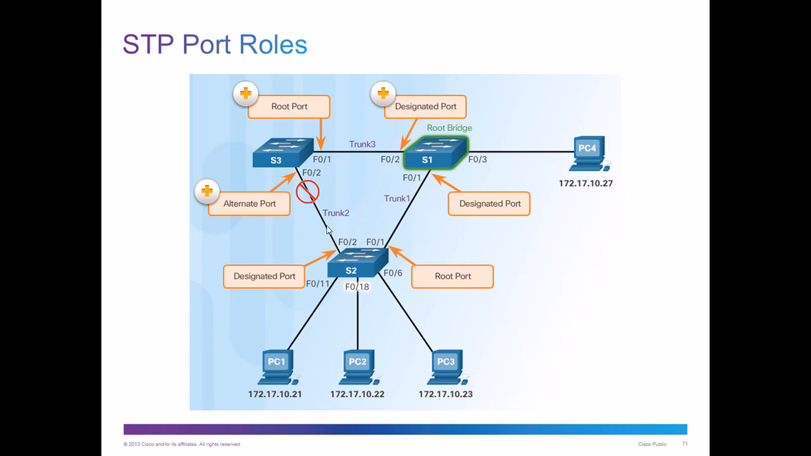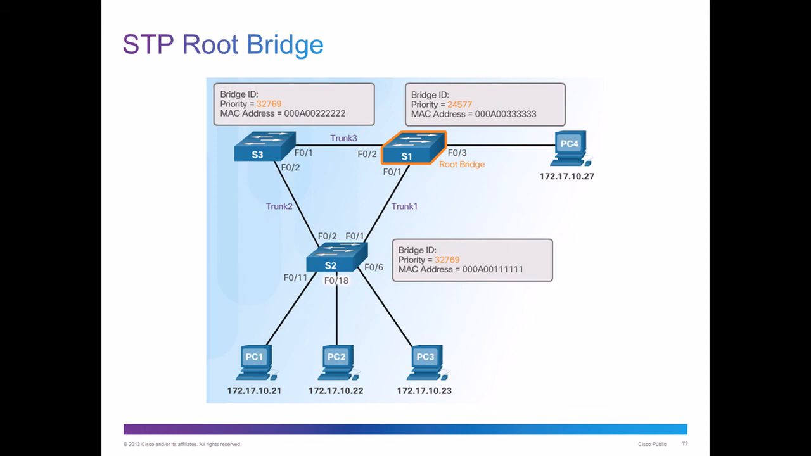this link inactive. So data will have to go through here. Once this link breaks, STP will recognize that and will open up and make this a designated port, and then data will have to go through here. And this will automatically be the root port. Okay? So this is the basic terminology of how it works.